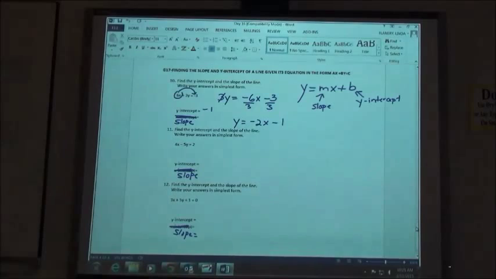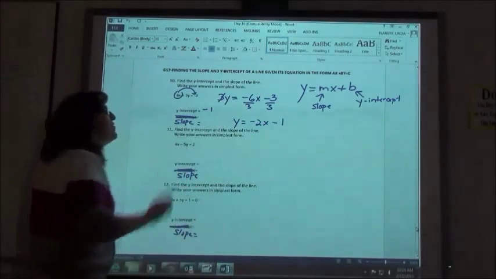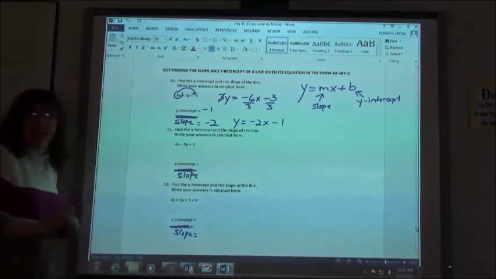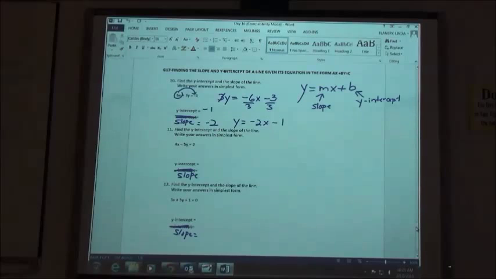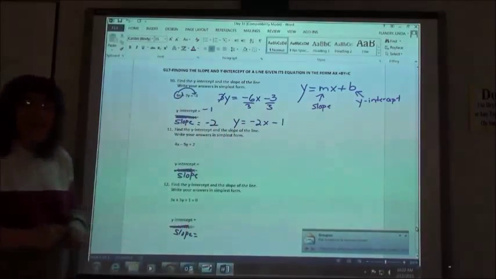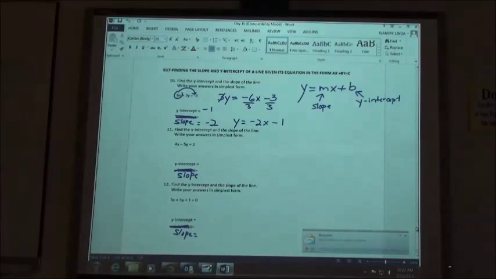Okay, y-intercept and slope, that's what we're supposed to be finding. The slope is the one that's in front of the x. The slope then is just going to be negative 2 for that line. Again, sometimes when you solve, you will get fractions. It's okay to have a slope that's a fraction. You saw that already.